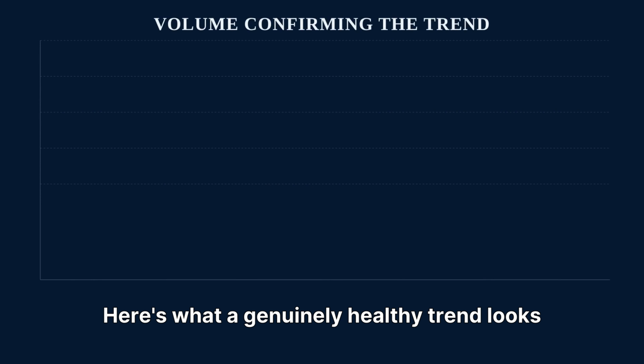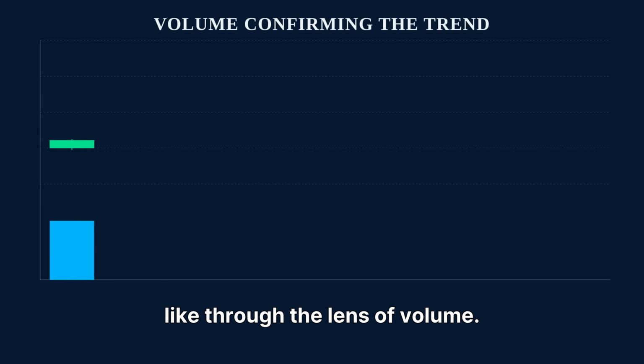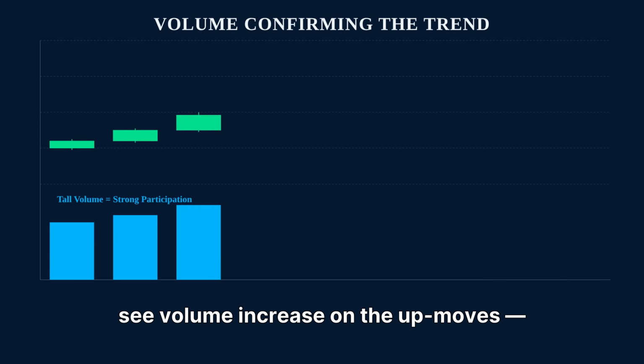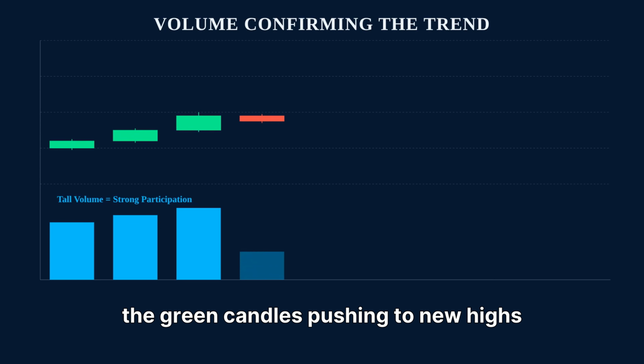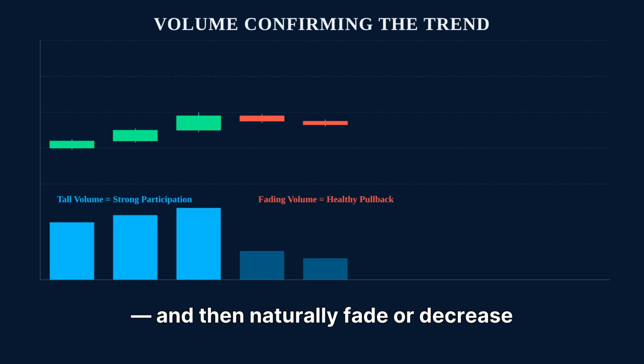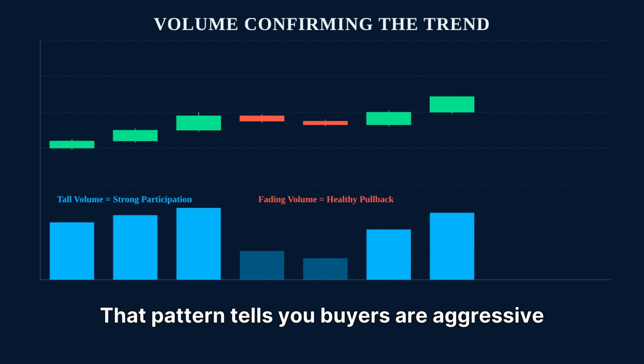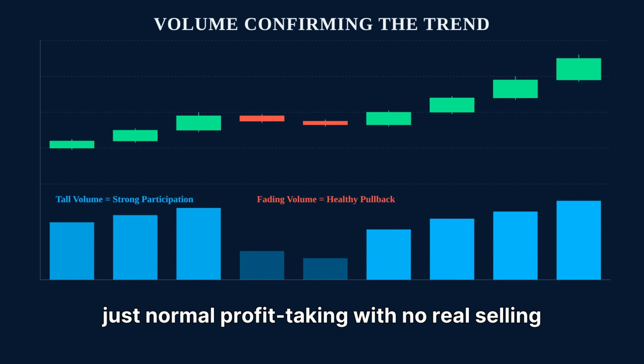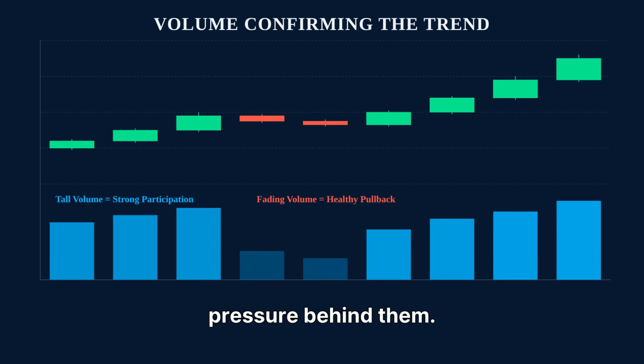Here's what a genuinely healthy trend looks like through the lens of volume. In a strong uptrend, you want to see volume increase on the up moves, the green candles pushing to new highs, and then naturally fade or decrease during the small pullbacks in between. That pattern tells you buyers are aggressive and in control, while the pullbacks are just normal profit taking with no real selling pressure behind them.